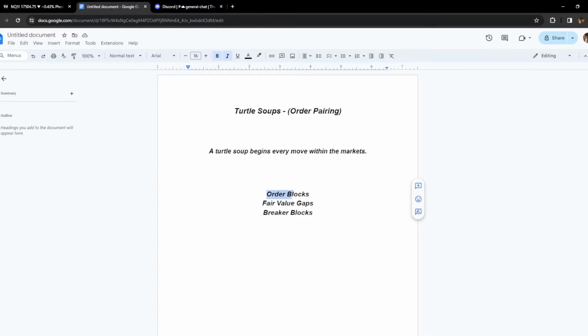But you need a liquidity sweep for an order block to be formed. You need a liquidity sweep that forms a high probability fair value gap, which we will get into. And you need a liquidity sweep that forms a breaker block. None of this can happen without a liquidity sweep. And a liquidity sweep is a turtle soup on the higher time frame or the lower time frame, but a turtle soup is order pairing for smart money to accumulate their position to send us to the external or internal draw on liquidity. Now, let's head into the charts and show some examples.